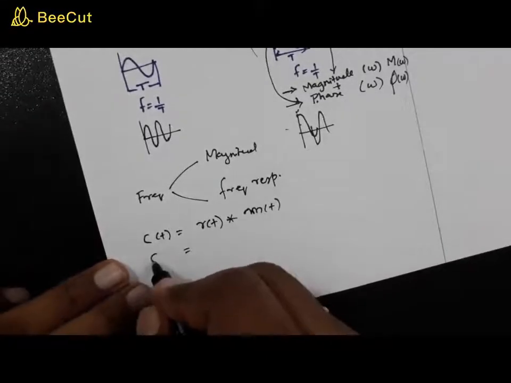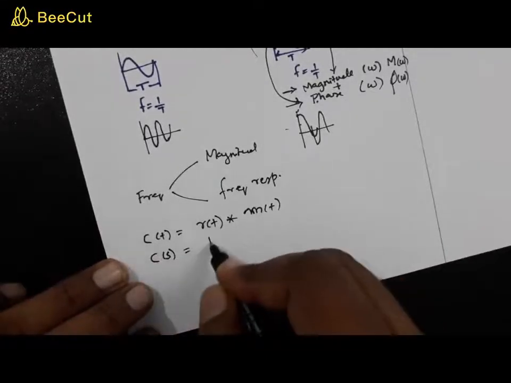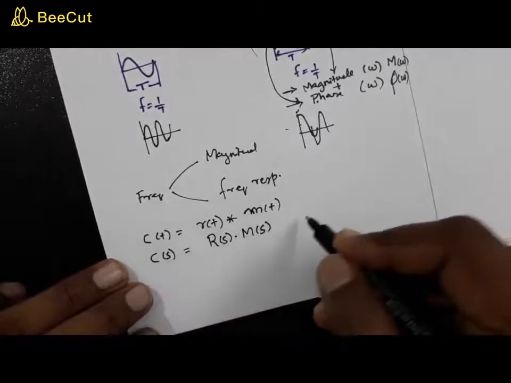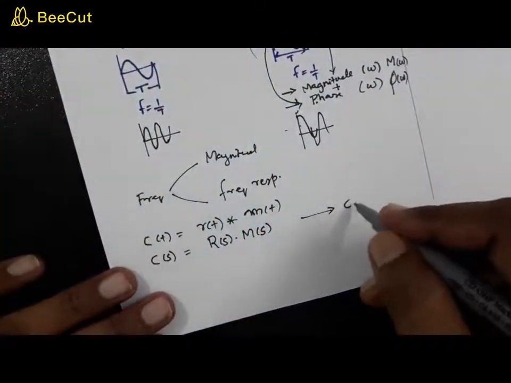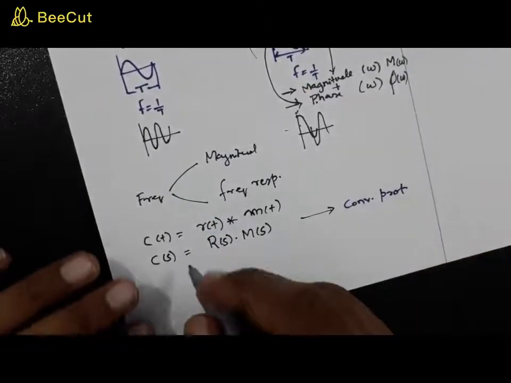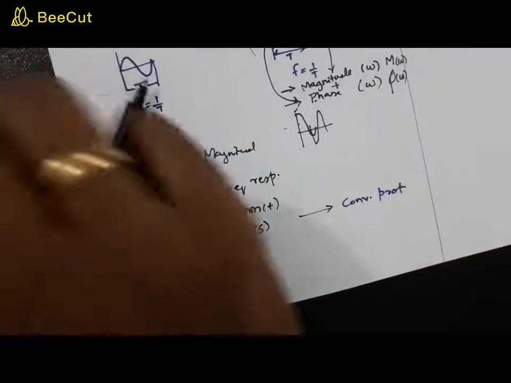Now in the frequency domain, in the S domain, you can convert this equation as R of S into M of S. This is by applying the convolution property, right? Now using this, you will be able to get this R of S. Now what is this R of T?